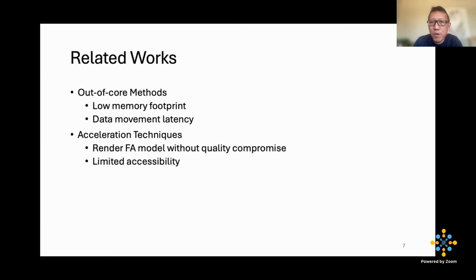Second, acceleration of visualizing large datasets through functional approximation can be achieved by parallel computing. However, such high-performance computing resources are not easily accessible to non-professional users.